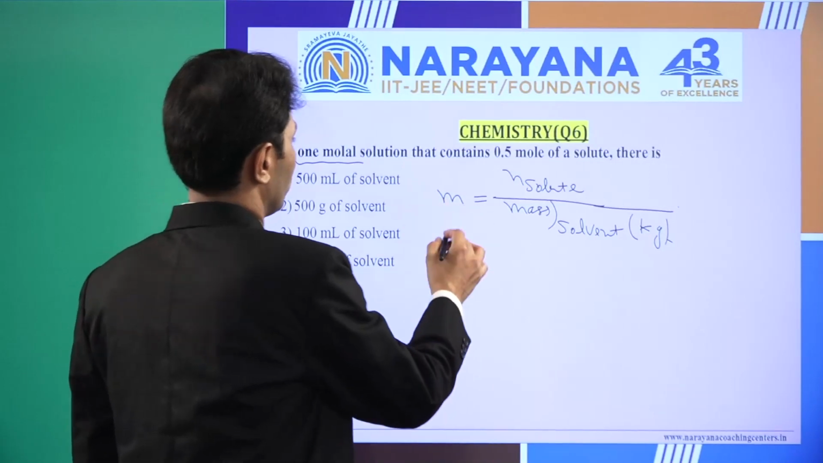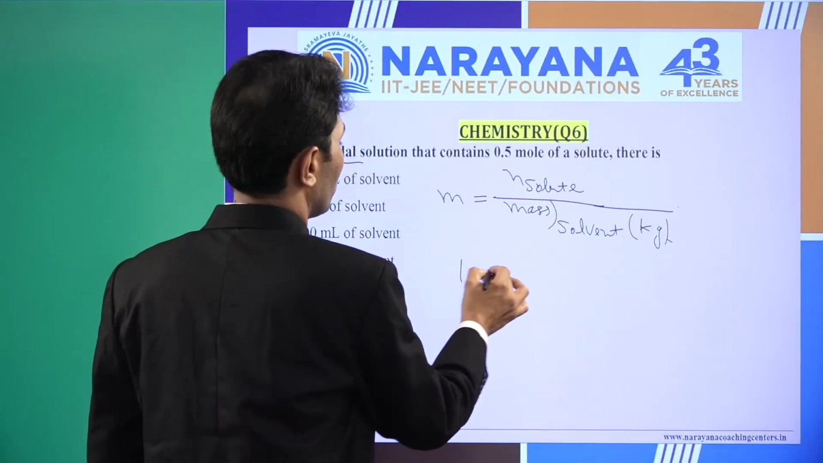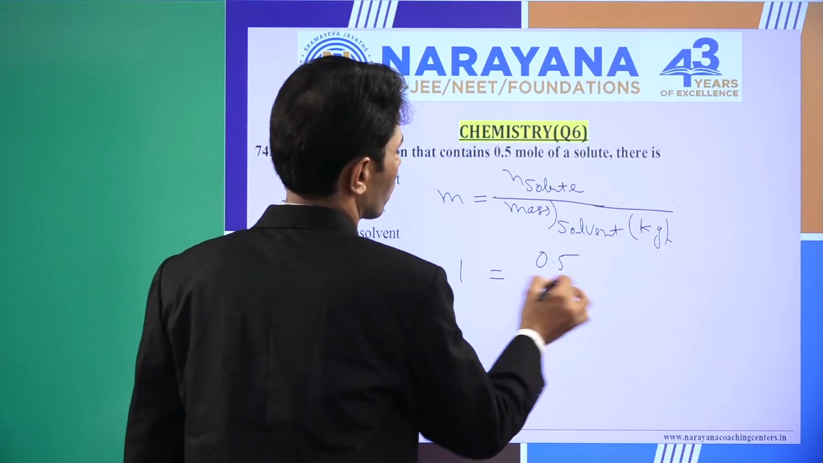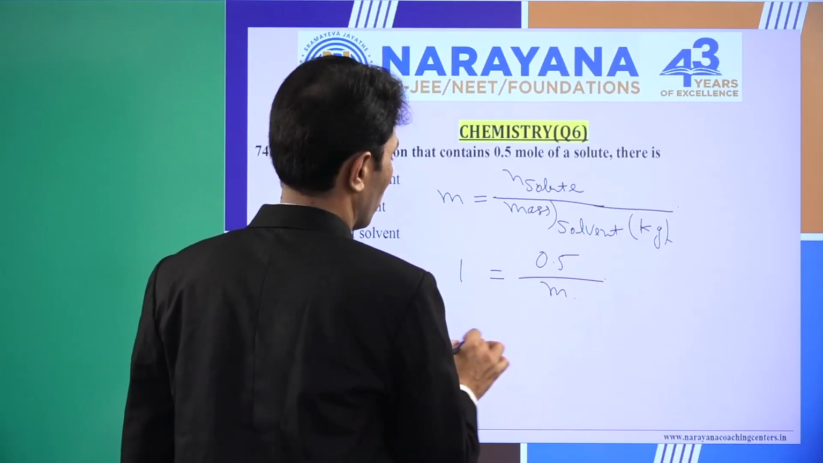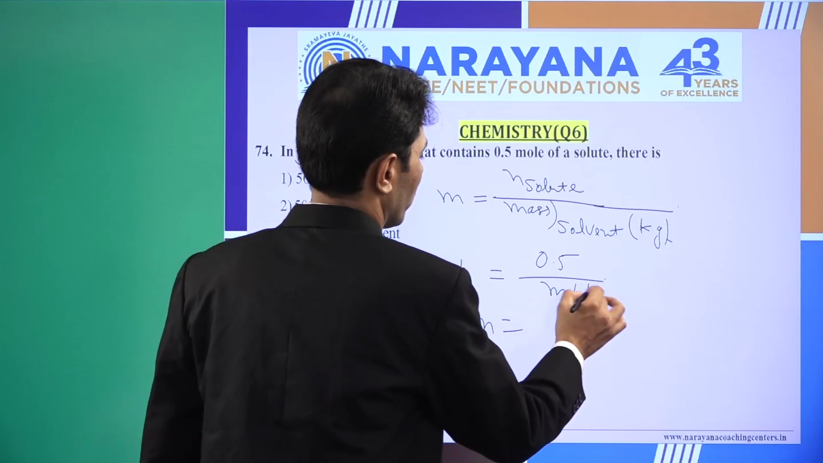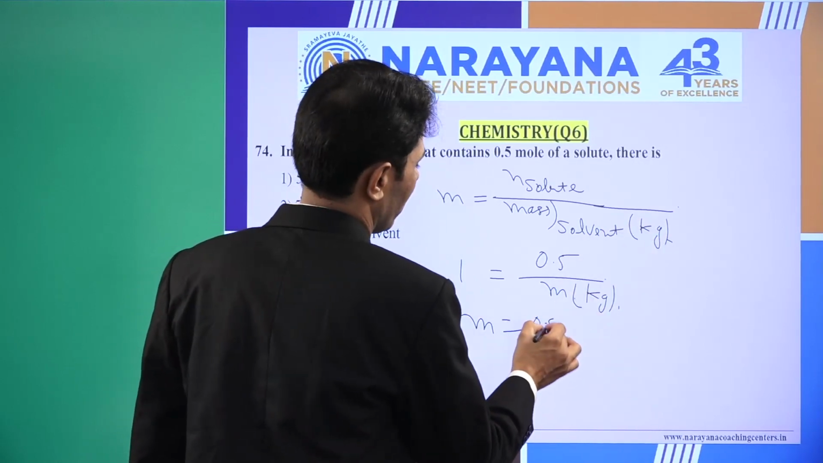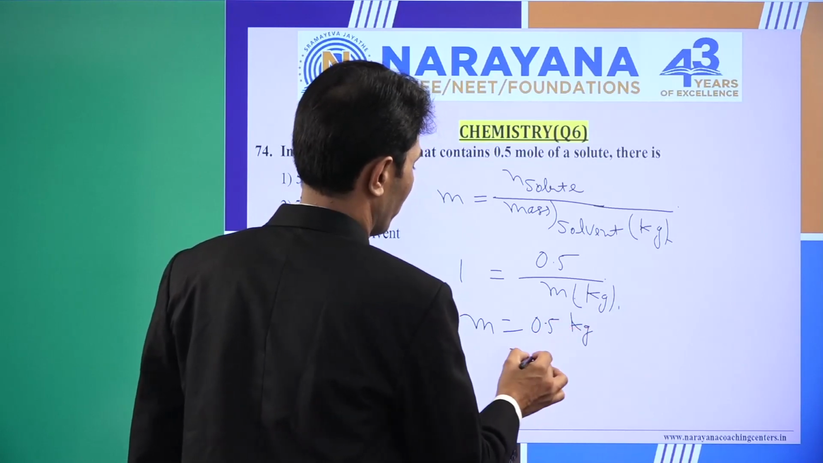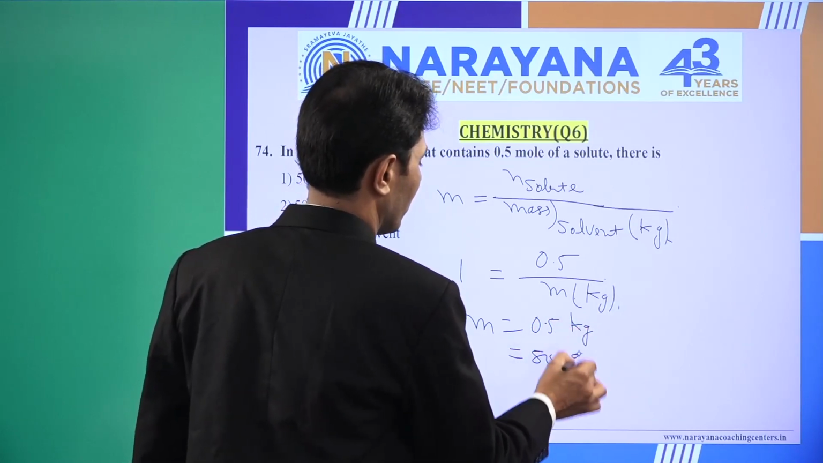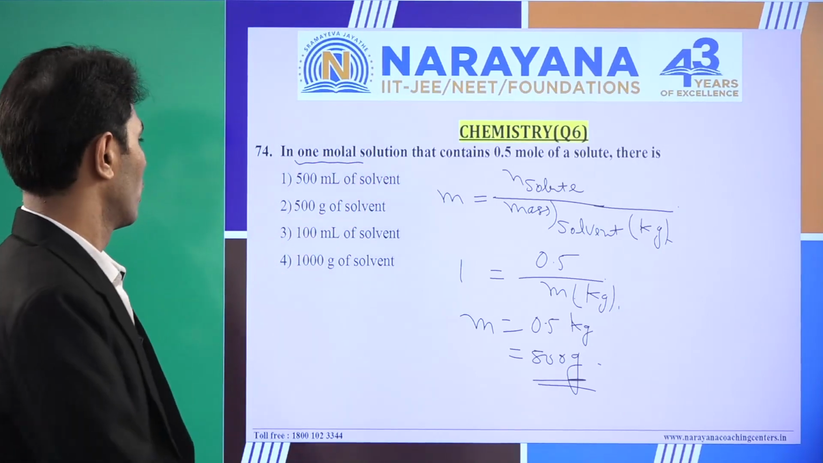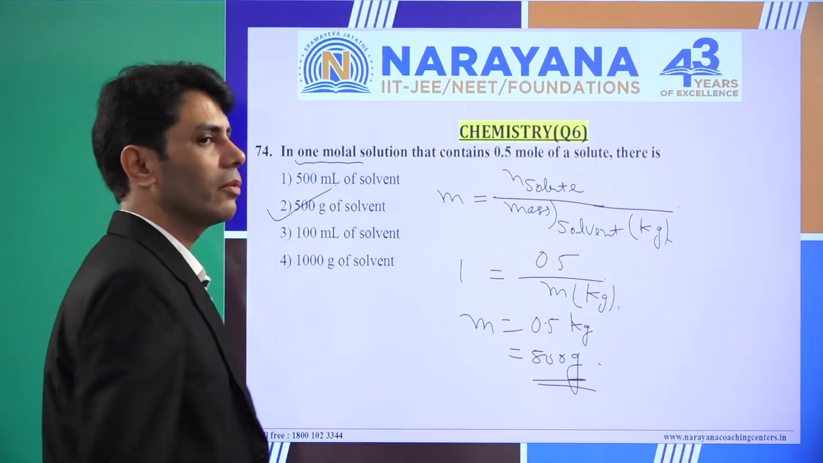They are also saying that it is 1 molar, means molarity is 1. They are also saying 0.5 moles. So what will be the mass? Suppose that it is M. What will be M? The unit is kg. You know it very well. So M is 0.5 kg. 0.5 kg means 500 grams of solvent. So the correct answer is the second one.